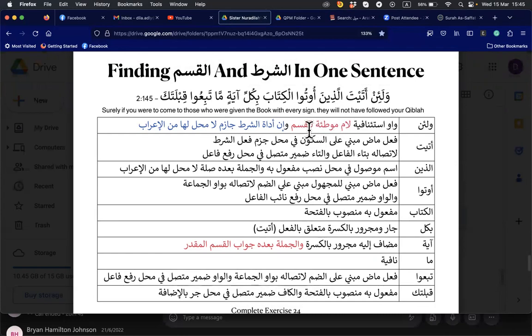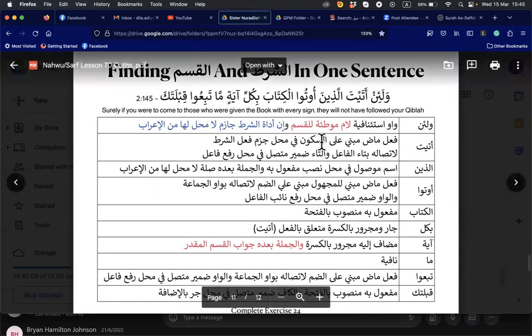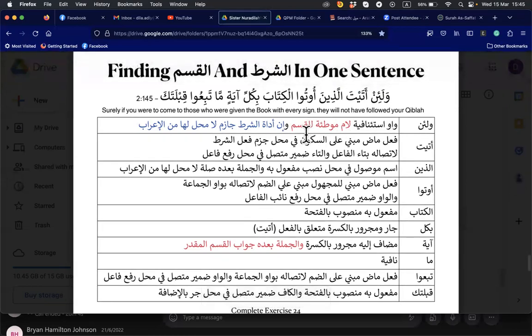Can you understand, sister? It is acting like a qasam. Yes, you can call it that if that helps you. Literally it's paving its way, mawti'ah is paving the way. But you can call it acting as a qasam, if that helps you to remember.